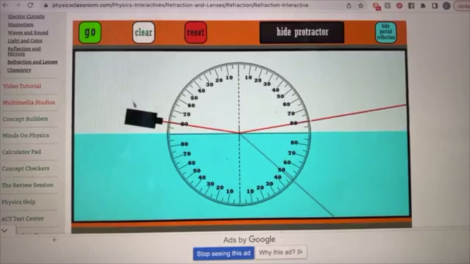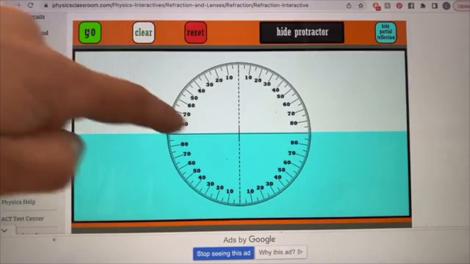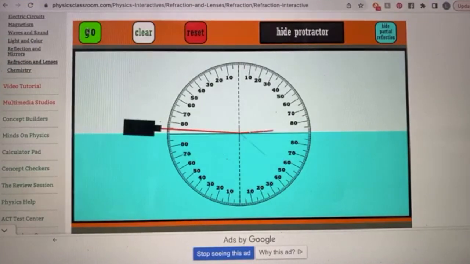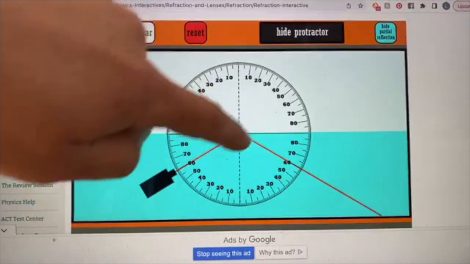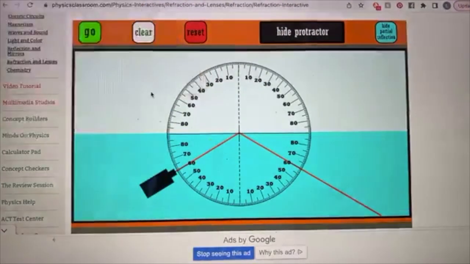And you can't move this laser anywhere where all of the light bounces off and none of it is refracted, okay? Whereas if we come down here, can we move this laser somewhere where, yeah, there you go. So none of it is getting out of the water now. That is total internal reflection.